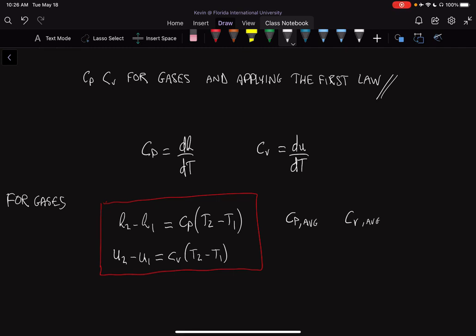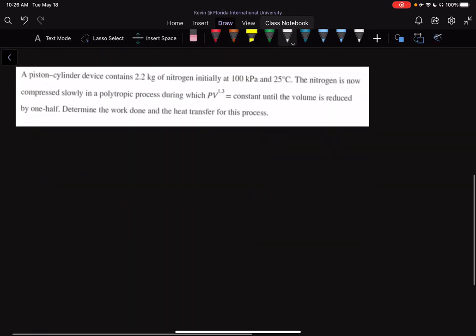Okay, and the best way to learn how to apply this to gases, since we've already derived the equations and looked at some solids and liquids, is to do some example problems. So we're going to be doing 3 example problems in this section, and we're going to start with the one below.